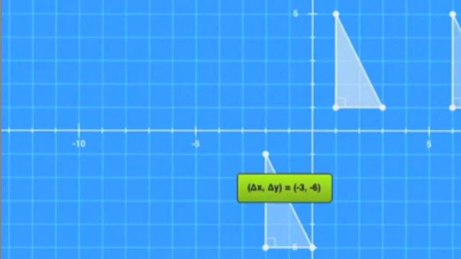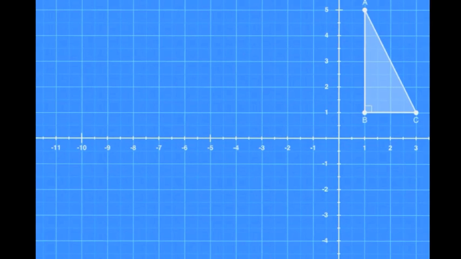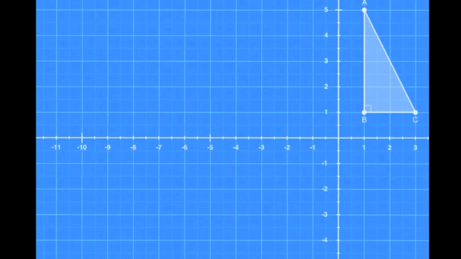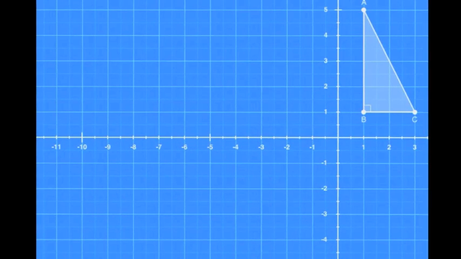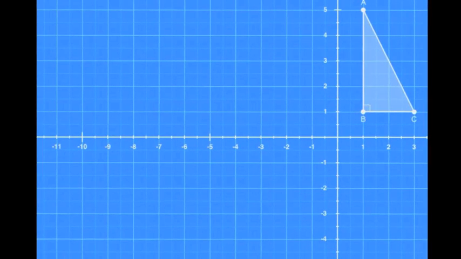We'll match corresponding vertices. So picking our right angle again, we're going over 1, 2, 3. And because this is to the left, it's going to be negative, so it's negative 3. And then 1, 2, 3, 4, 5, 6 down. So that's where we get the translation of negative 3, negative 6. Take a look at this one in terms of the mathematics. So we'll go ahead and translate our triangle here, negative 3, negative 6.